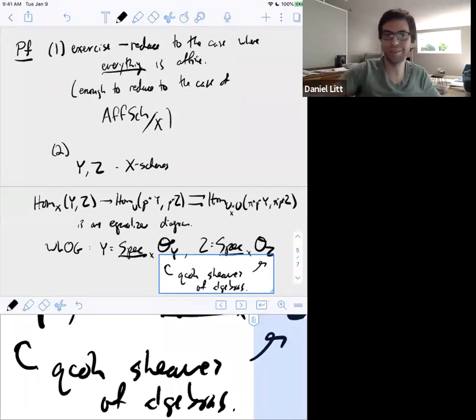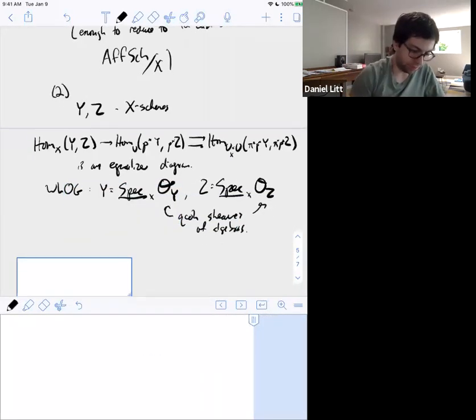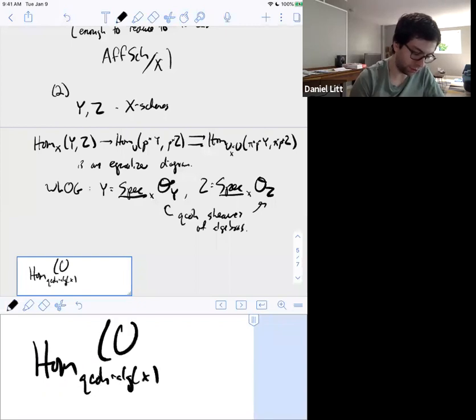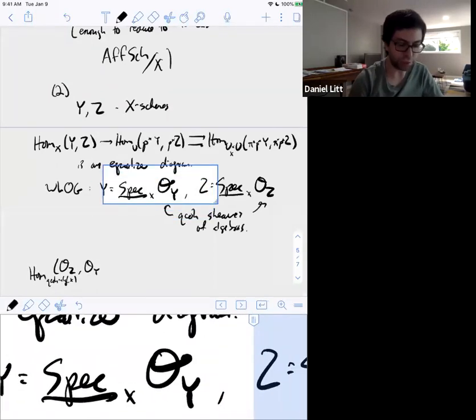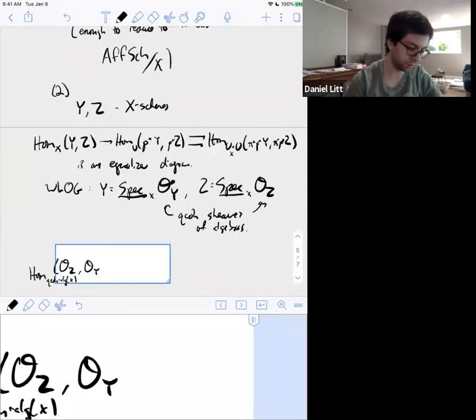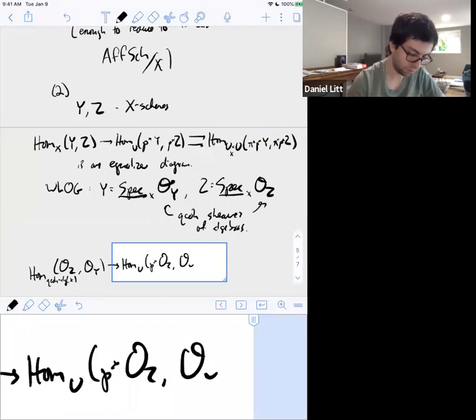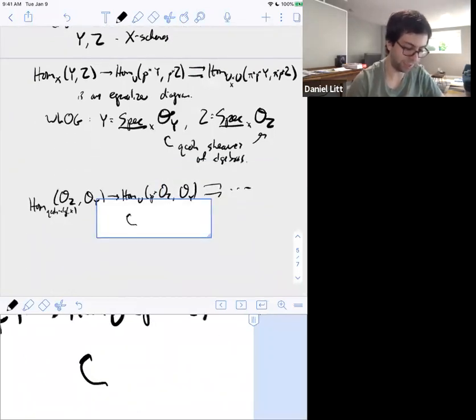All right, does anyone see what to do now? Here we're using the exercise that I've assigned you to reduce to the case where these schemes are affine. All right, so let's rewrite this diagram. Well, what is this diagram? It's Hom now in the category of quasi-coherent algebras, of O_Z into O_Y, right? What are these algebras? It's just you take the pushforward of the structure sheaf from Y to X and from Z to X. Okay, I'm going to stop writing quasi-coherent algebra here. Okay, and then we want this to be an equalizer diagram.